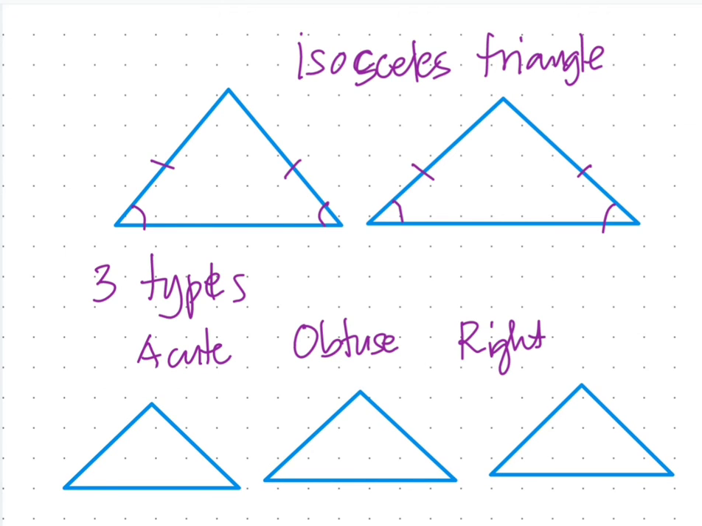So for isosceles, this one, they are congruent. This is less than 90 degrees. This is greater than 90 degrees. And this is exactly equal to 90 degrees. I hope that's what your teacher meant, and not the proving part.